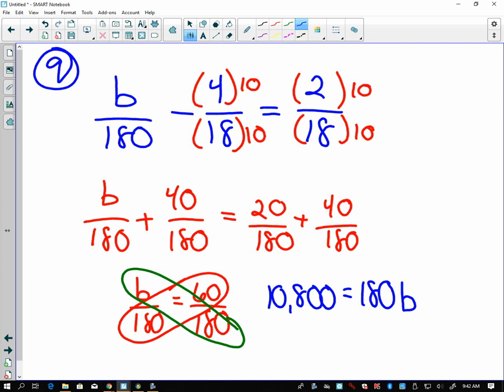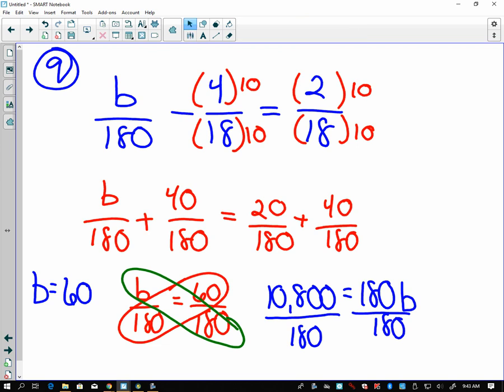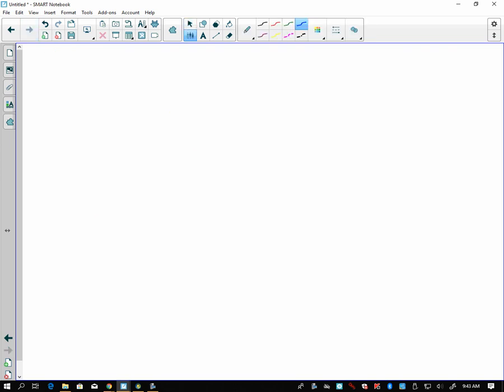Now what do I do? Blayton? Divide by 180 on both sides. Okay, what's 10,800 divided by 180? 60? Okay. All right. I probably would have solved it a little bit differently, but you still got to the right answer, so no problems with that. Okay? We all good there?